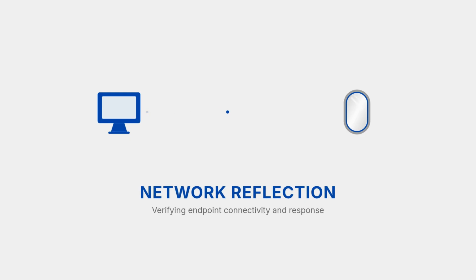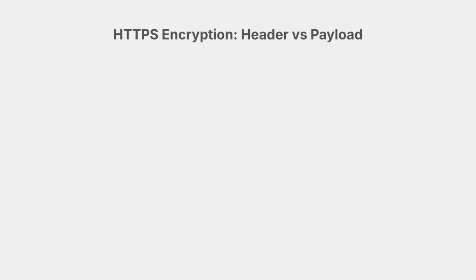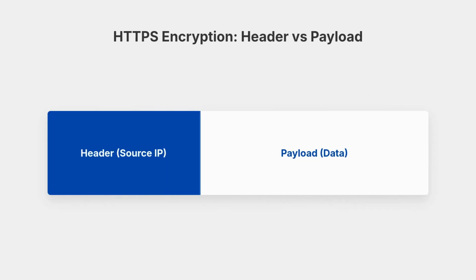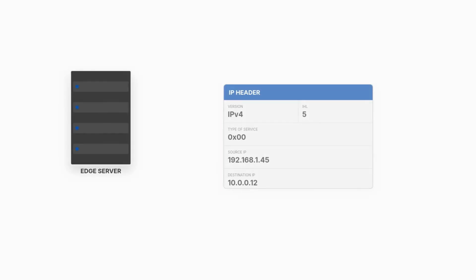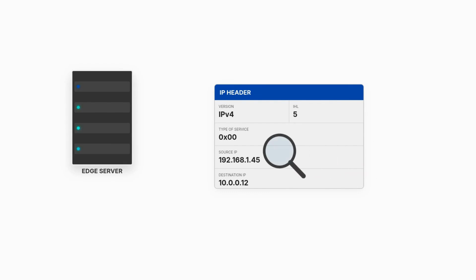So in reality, you are already sending your public IP to the server. The site is just showing it back to you. Even if you are using HTTPS, only the data, the payload, is encrypted. The IP header is not encrypted. So, the server can always see your public IP.